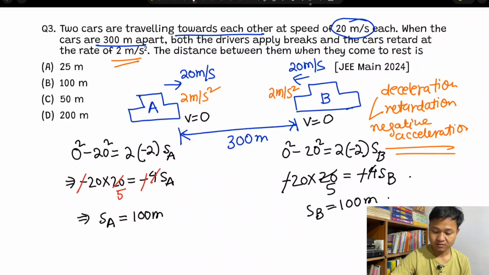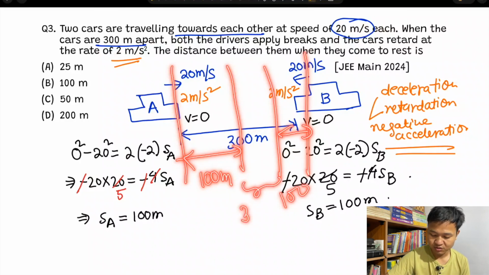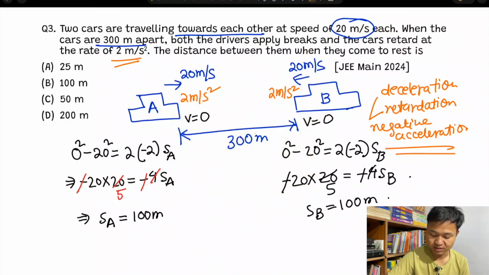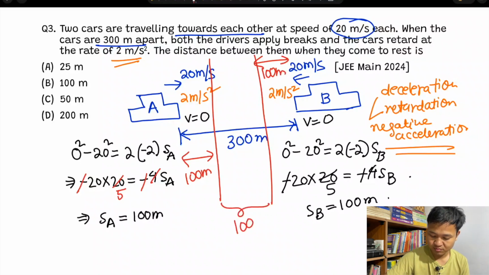So car A covered 100 meter before stopping, and car B also covered 100 meter. So what is remaining? The remaining is 100 meter. Let's say like this: this has traveled 100 meter before stopping and this has traveled 100 meter before stopping. So the remaining is 100 meter. That is the answer.